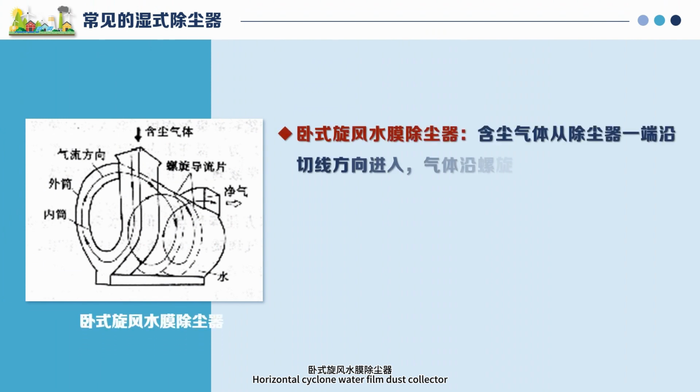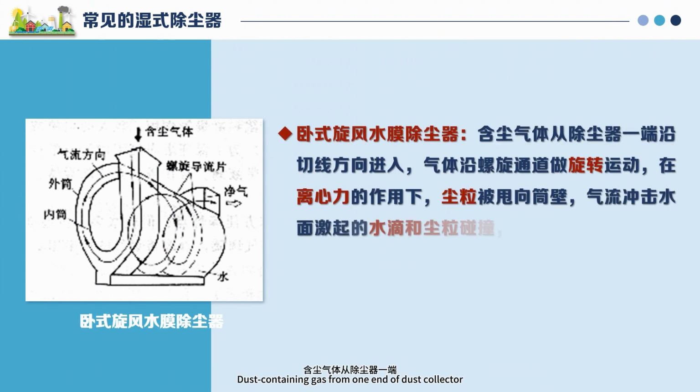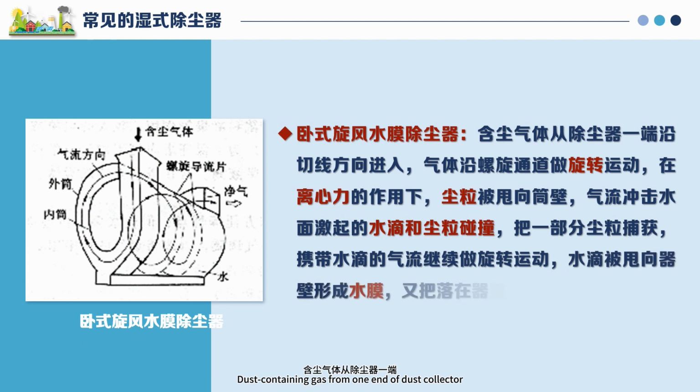Horizontal cyclone water film dust collector. Dust-containing gas from one end of the dust collector enters in the tangential direction. The gas rotates along the spiral channel. Under the action of centrifugal force, dust particles are thrown at the cylinder wall.